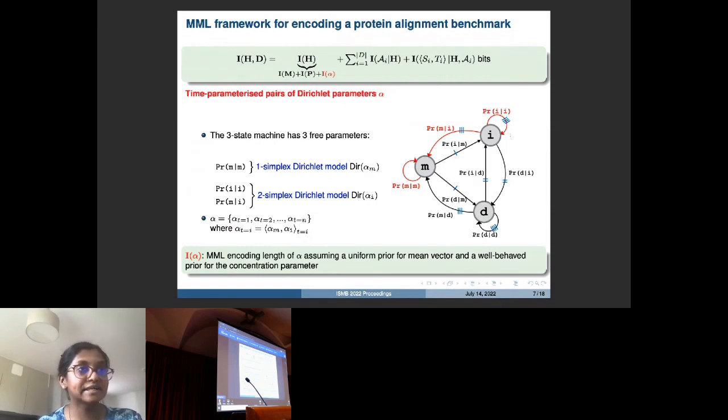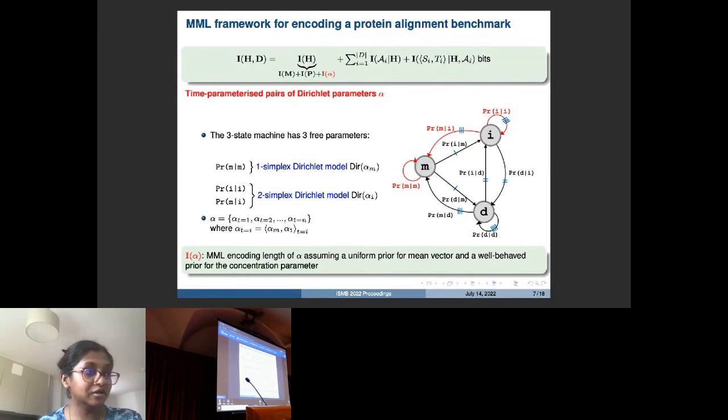So in this finite state machine, we have 3 free parameters, one associated with the match state, and we model that parameter as a one simplex Dirichlet model. Let's say Dirichlet alpha m. Alpha m is the Dirichlet parameter. And then the rest of the two are modeled as a two simplex Dirichlet model. And then we have alpha m and alpha I for each evolutionary time point, and then we take a range of time points, and this gives us a set of Dirichlet parameters as a function of time.